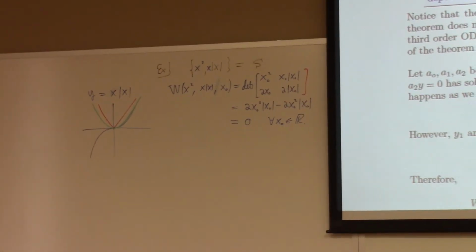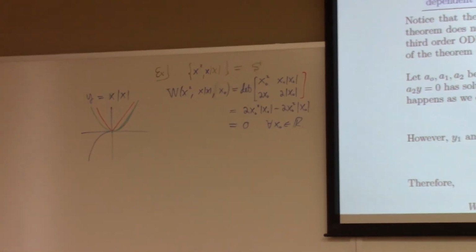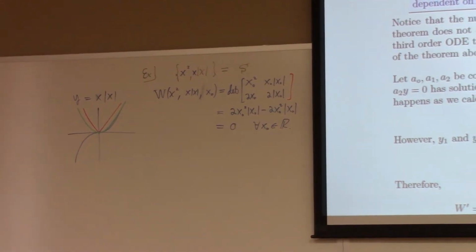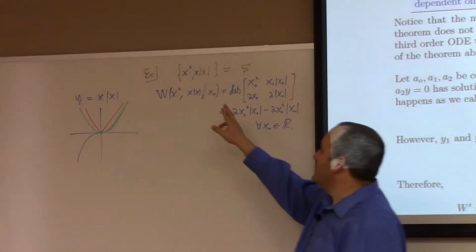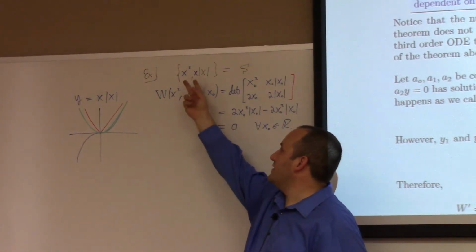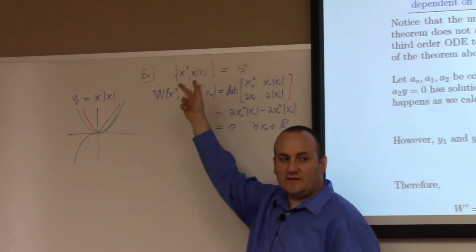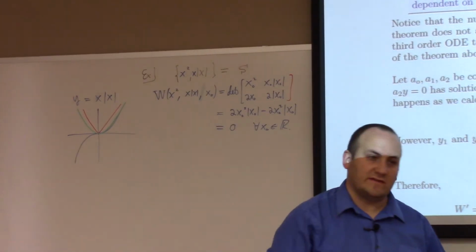So what that means is there is no nicely behaved ODE which takes x squared and x times absolute value of x as its fundamental solution set. Because if it did, well, at least not a differential equation which includes both positive and negative numbers as part of its domain of definition, let's say.